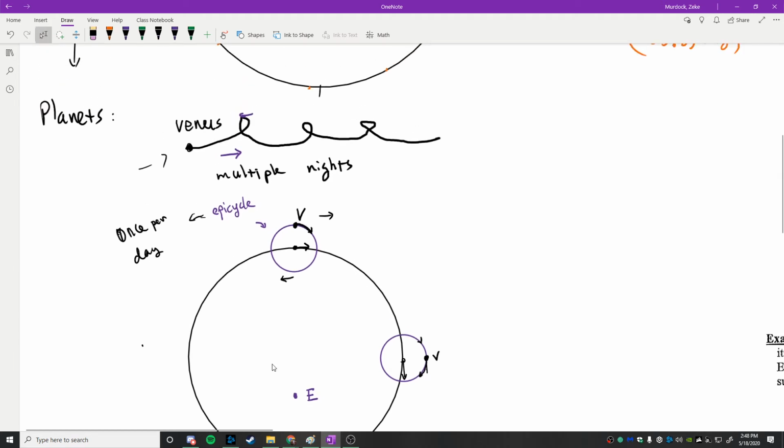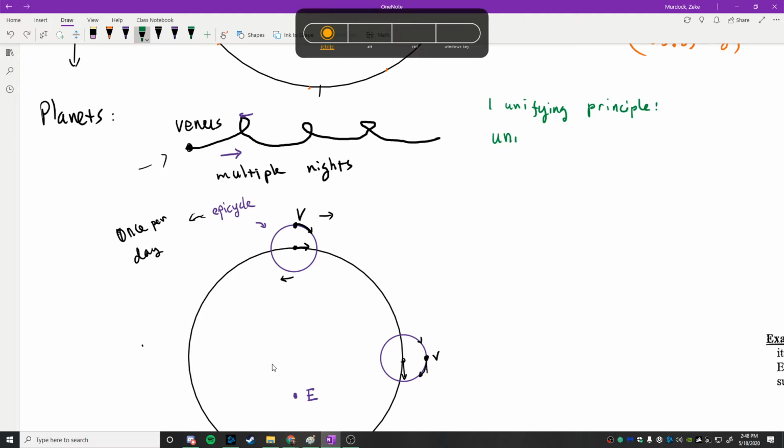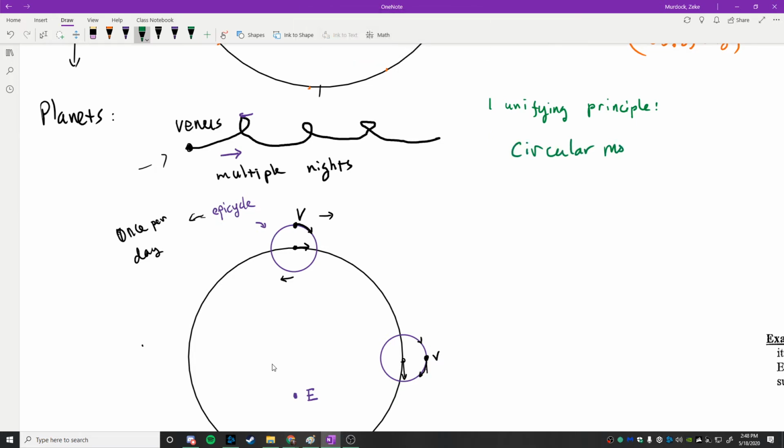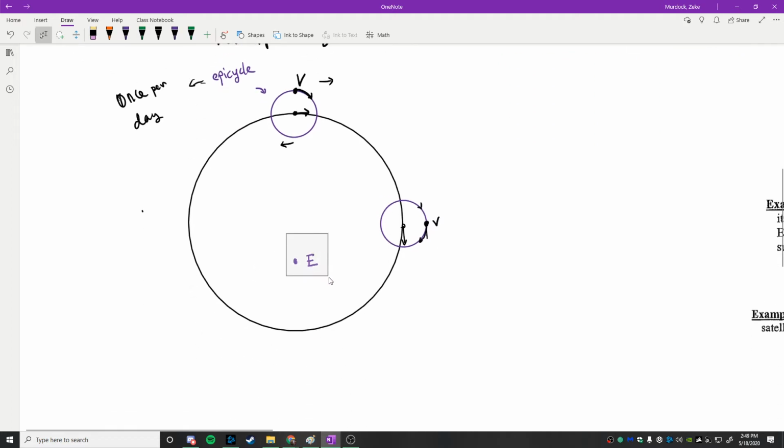So the reason he didn't use any other shape was because Ptolemy had one unifying principle. And that principle was uniform. No, let's not use the word uniform because that would be a lie. It was circular motion. He thought that uniform circular motion, yeah, exactly. I was going to say uniform, but the reality is that'd be a lie, because he had to do things like move the Earth off-center in these circles to make everything work right.